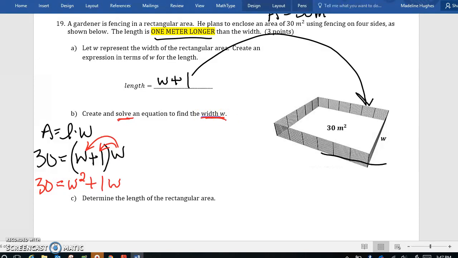So in order to do that, I'm going to subtract 30 from both sides. I'm going to rewrite this up here. So 30 minus 30 is 0 equals W squared plus 1W, and then I have minus 30.